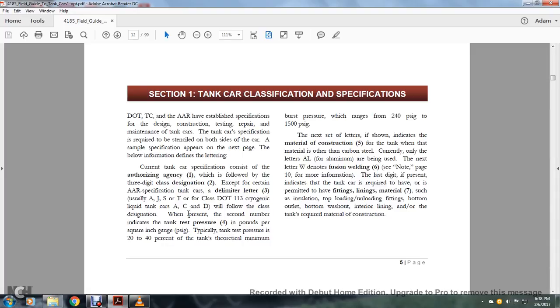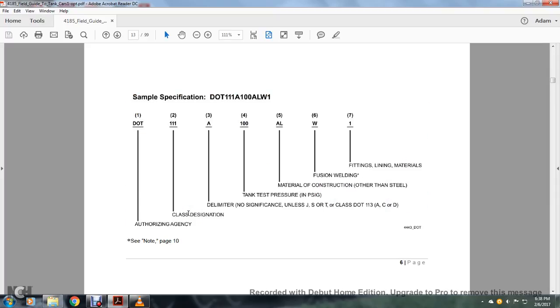The next letter, W, designates fusion welding. See the note on page 10 for more information. The last digit indicates the tank car is required to have, or is permitted to have, fittings, linings, and materials such as top loading and unloading fittings, bottom outlet, bottom washout, interior lining, and other tank car required material of construction. Alright, your sample specification is DOT 111A100 AL W1.